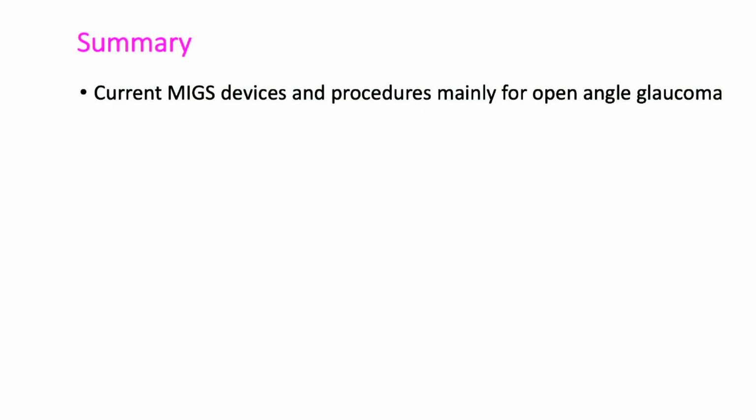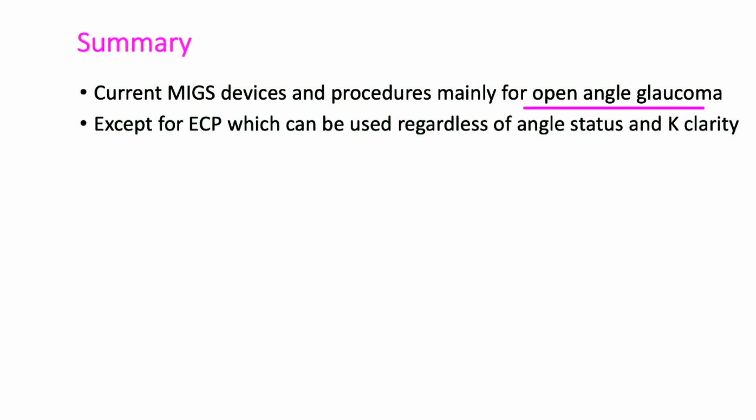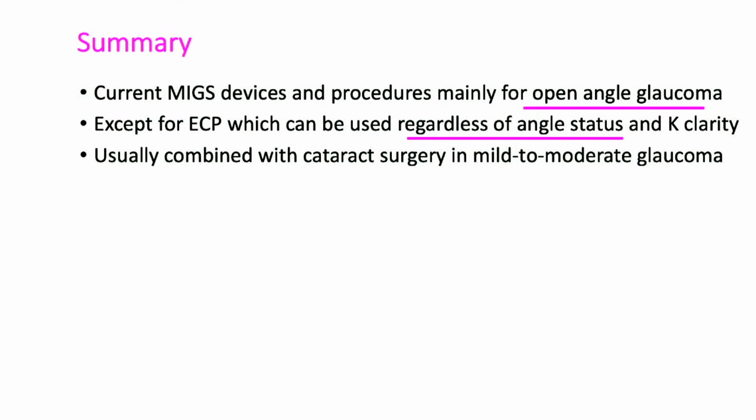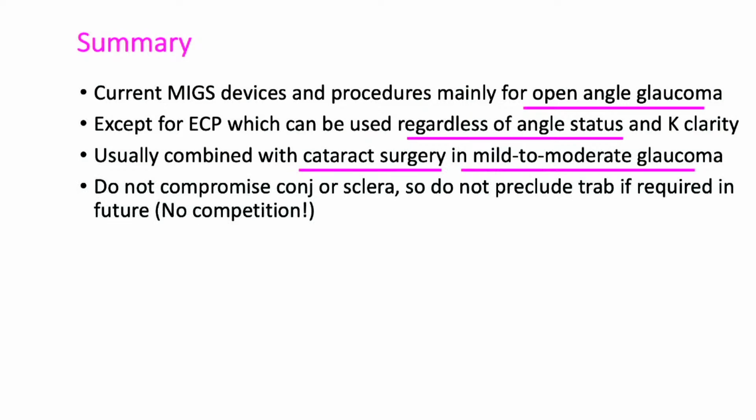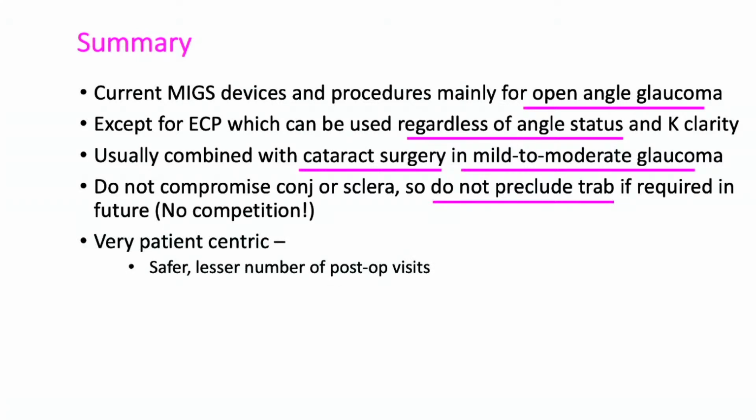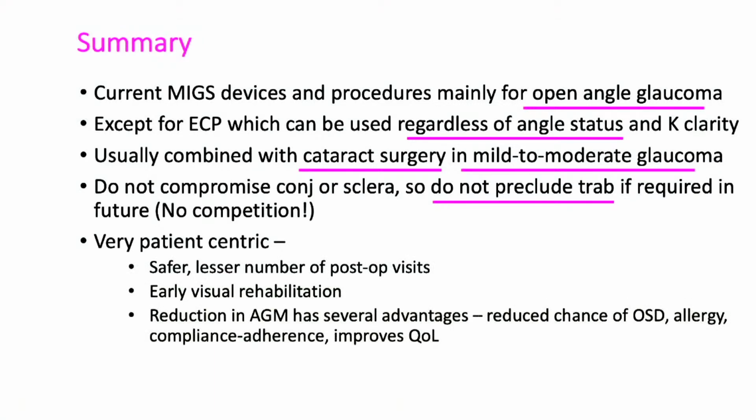Current MIGS devices are mainly for angles which are open, except ECP, as I explained to you, and usually combined with cataract surgery in mild to moderate glaucoma, and do not compromise either the conjunctiva or the sclera. So future TRAB is fine. And for me, the most important thing is that it's very patient-centric. It's safer, lesser number of post-operative visits, early visual rehabilitation, almost like phaco, reduction in anti-glaucoma medication, which has several advantages. Reduced chance of ocular surface disease, allergy, compliance, adherence, you name it, improves quality of life.